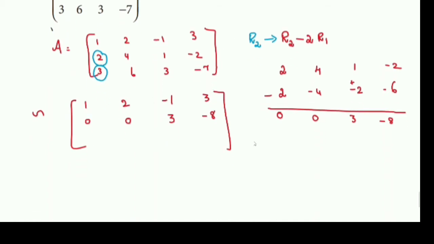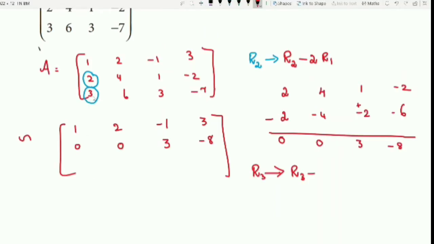R3 is, use the same concept here. R3 minus, what is the constant you're going to use? 3. Right? 3 times, use R1 again. So these two elements use R1. Minus 3 times R1. Okay?